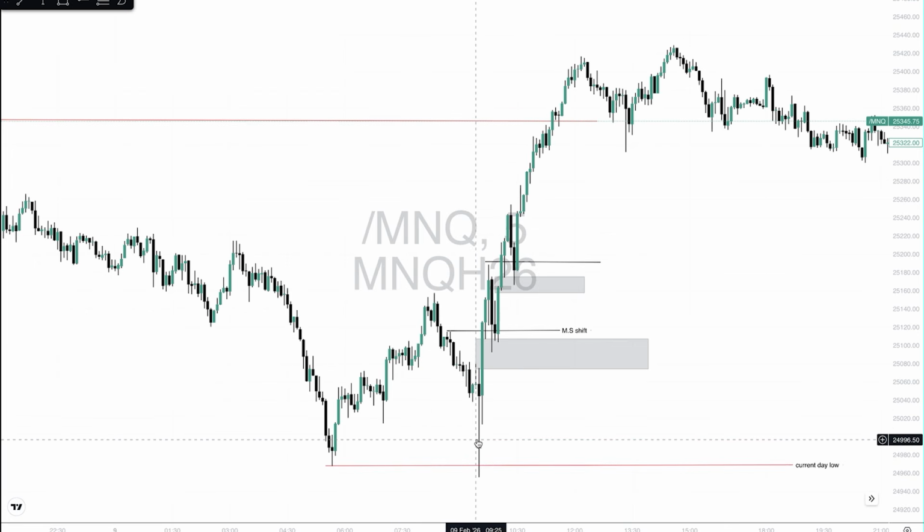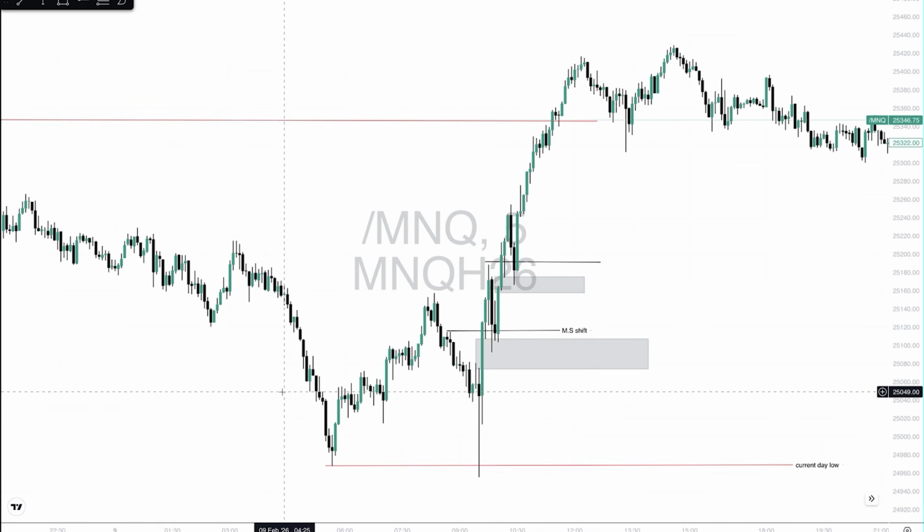So that's showing you that, okay, this is just a run on liquidity. This is just a liquidity sweep. So just something to always pay attention to. If you have a bullish idea or a bearish idea, you always want to look for the relationship between ES and NQ. And if one's showing SMT, then that is just another additional support for your idea.